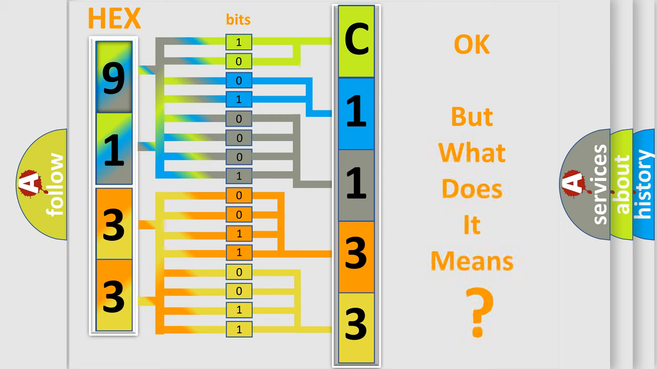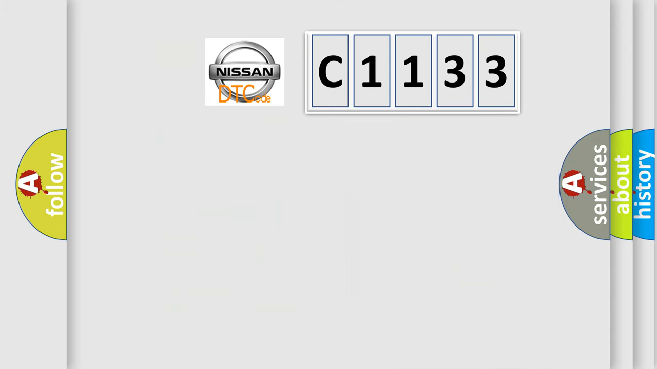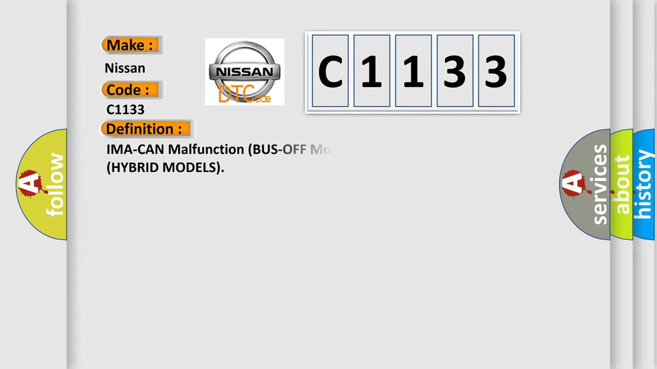The number itself does not make sense to us if we cannot assign information to what it actually expresses. So, what does the Diagnostic Trouble Code C1133 interpret specifically for Nissan car manufacturers? The basic definition is IMA-CAN malfunction bus off, motor control module MCM, hybrid models.